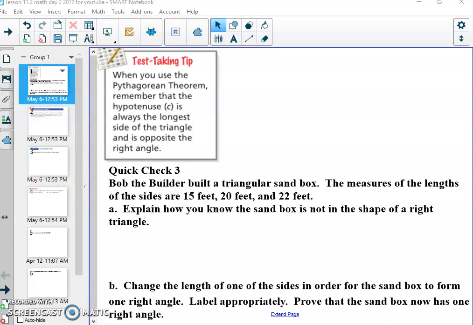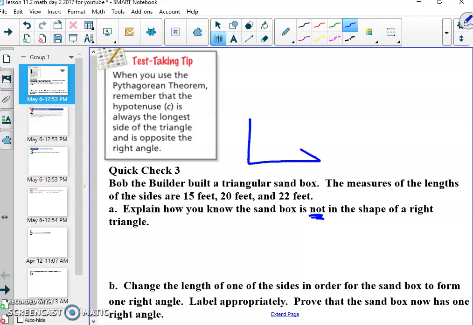Now let's think about a right triangle. They want us to prove that it is not a right triangle. Well, let's think what we know about a right triangle from yesterday. A right triangle has two legs that form a right angle, and the two legs we said are always the shortest two sides. And a right triangle has a hypotenuse. Hypotenuse is across or opposite from the right angle, and it's always the longest side.